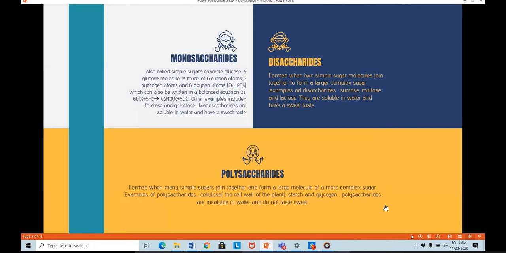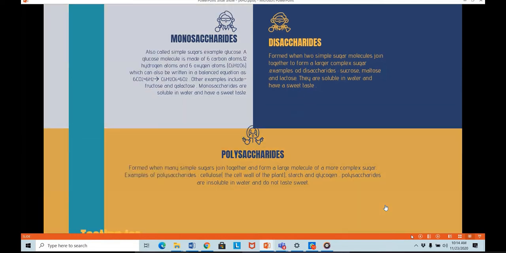Examples of monosaccharides include glucose, fructose, and galactose. Disaccharides include sucrose, maltose, and lactose. And polysaccharides include starch and glycogen.